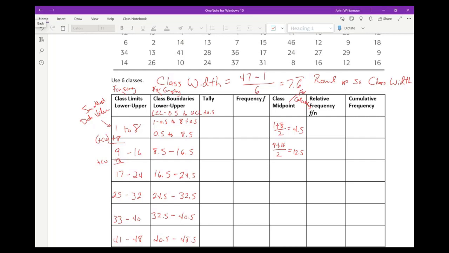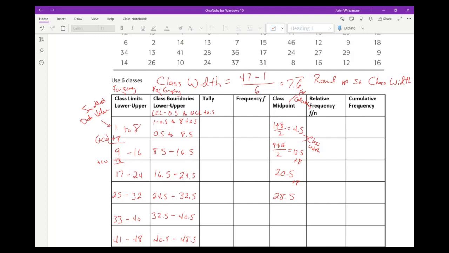So a little shortcut, rather than having to sit here and add up 17 plus 24 divided by 2, once you have one class midpoint, they're always going to be separated by your class width. So that means if I want to figure out the next one, I don't have to do 17 plus 24 divided by 2, right? I could just do 12.5 plus 8 and get to the 20.5. And then I can do 20.5 plus 8 and get to 28.5. And I guarantee you, you get the exact same result as if you sat there and did 17 plus 24 divided by 2, or 25 plus 32 divided by 2.